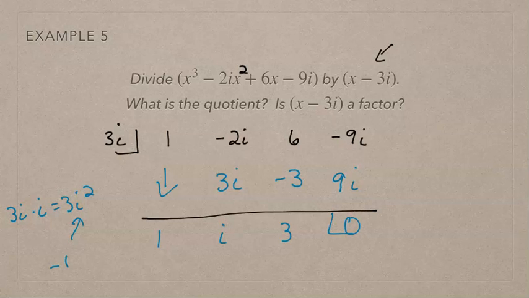All right. So the quotient of this, we started with a cubic, so this is going to end up being a squared. X squared plus ix, i is the coefficient, right? X squared plus ix plus 3 is my quotient. I have no remainder. So is x minus 3i a factor? Yes, because the remainder is 0.